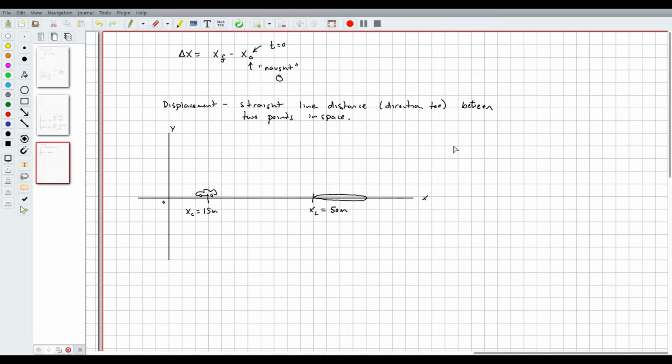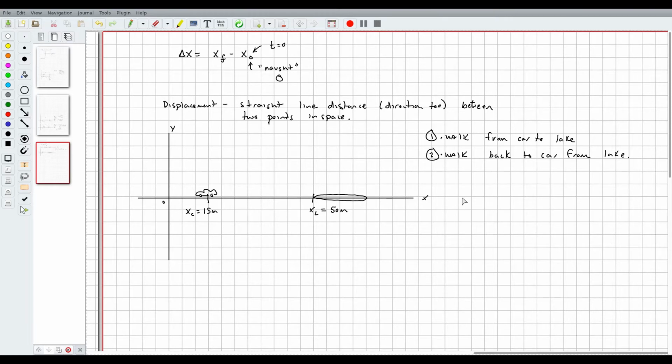Now what I'd like to do is to walk from the car to the lake, and then walk back to the car from the lake. So for journey 1, and I'll just call this 1 and this 2.